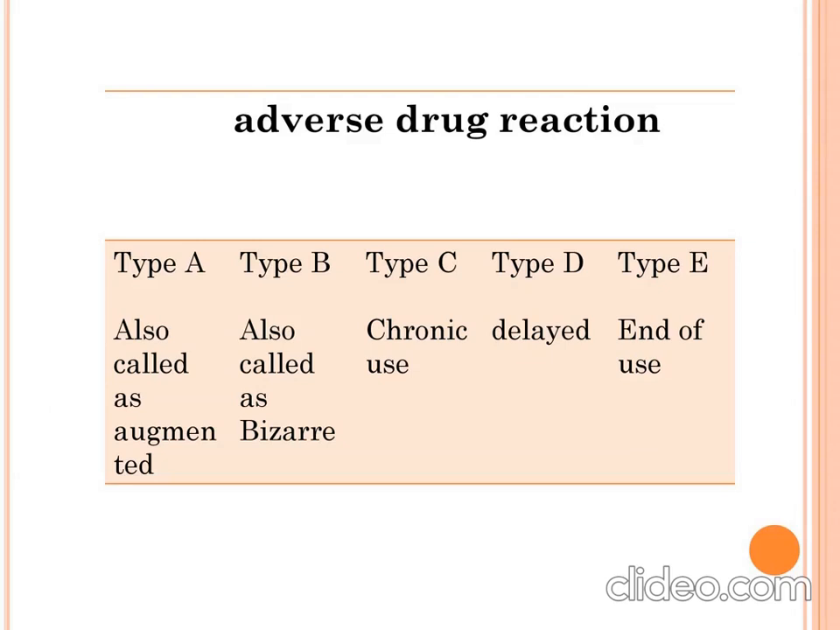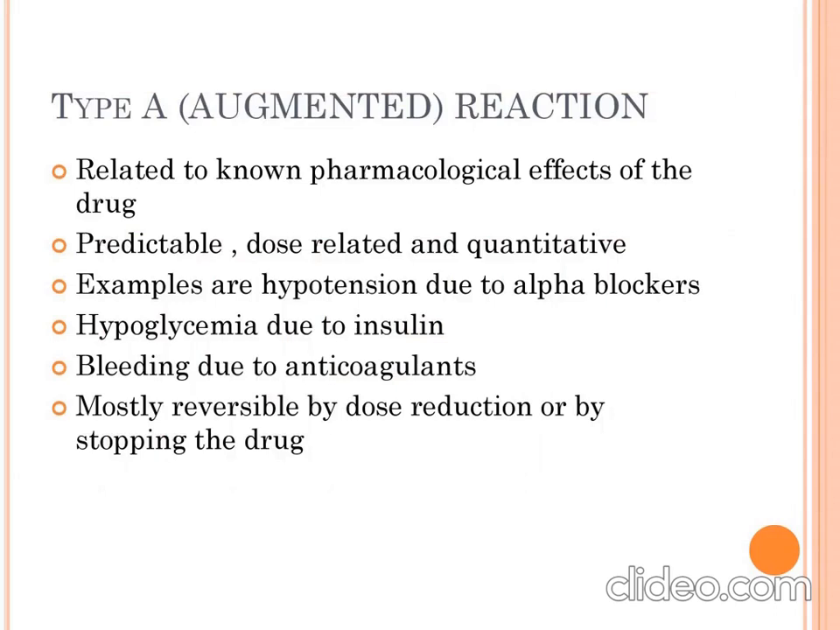Now we will look at how adverse drug reaction is classified. They are classified under five broad headings, that is type A, type B, type C, type D and type E. Type A is also known as the augmented type of reaction. Type B is the bizarre type. Type C is the chronic use type. Type D is the delayed type of adverse drug reaction, and type E is adverse reaction due to end of use of that drug. So this is how adverse drug reactions are classified broadly.